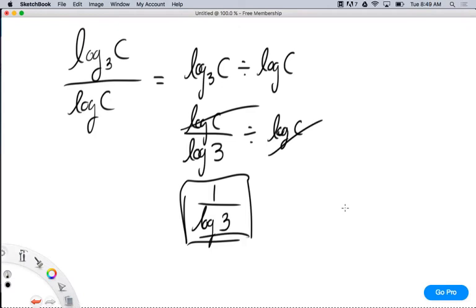Wait, why did you get the 1 over log 3 again? Because the log of c cancels with this log of c because it's being divided, but you're not just left with 0. It's just 1.